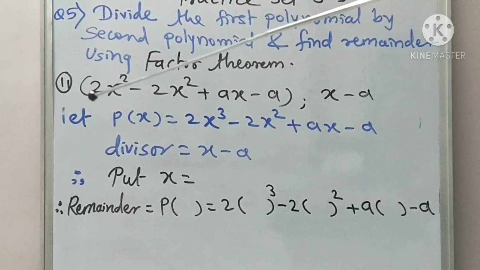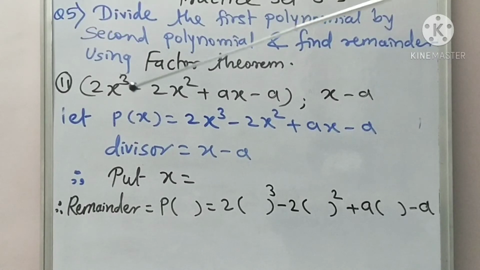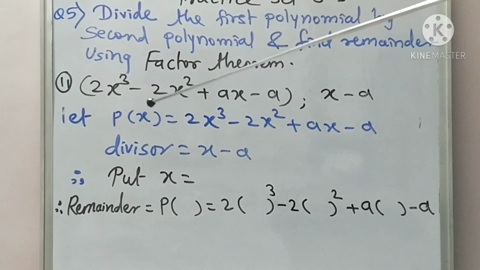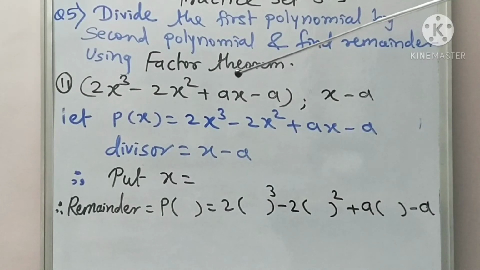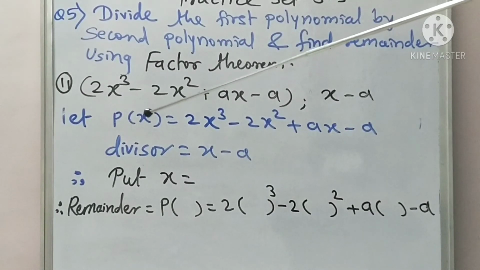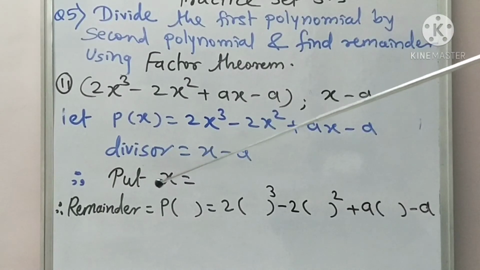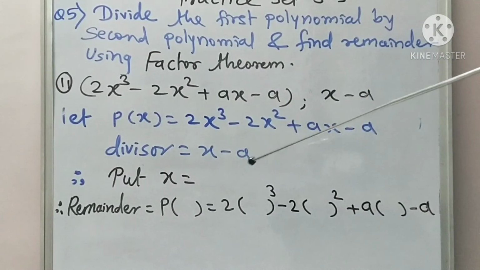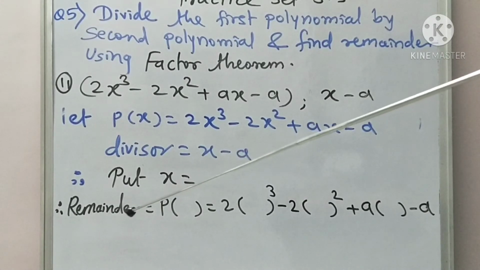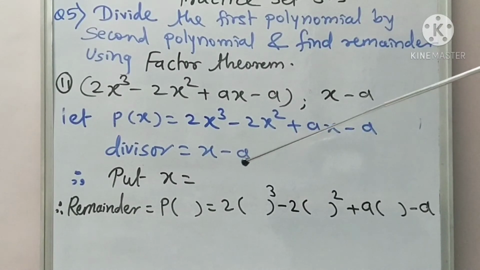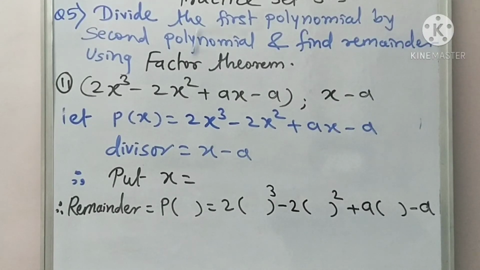Okay, now for the second example of the same question number 5, the dividend is 2x cube minus 2x square plus ax minus a, and the divisor is x minus a. By the factor theorem we have to find its remainder, so we consider the given polynomial as p of x, and what do we put here for x? The opposite of this constant, so we put x equal to a. And what does it mean, students? The value of the remainder we get is in terms of a. So put the value of x as a and give me the correct answer as remainder.